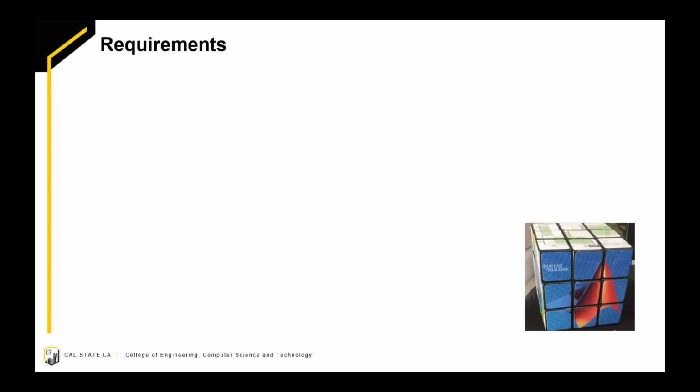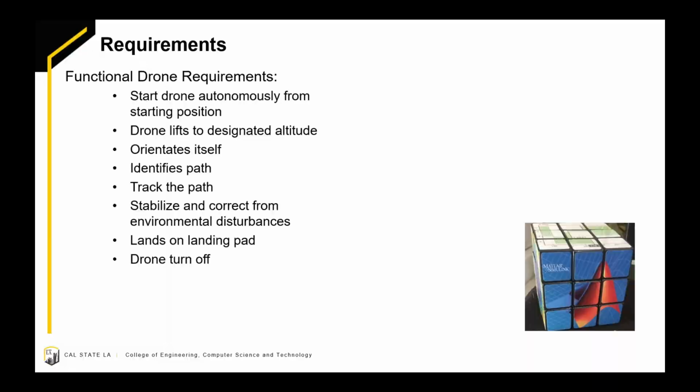We'll now discuss the requirements needed for the drone and for the mechanism. For the functional drone requirements, once the execute button has been pressed, the drone must start autonomously from a starting point. The drone will lift off to a designated altitude and will orient itself, meaning it will stabilize and orient yaw to follow a course. The drone will also identify a path and track the path to identify any course changes. If so, then the drone will move forward, left, or right with respect to the path. If there are any environmental disturbances, then the drone will stabilize and correct itself. When the path comes to a destination, the drone will land on the pad and shut off.